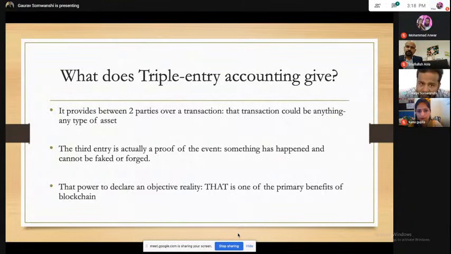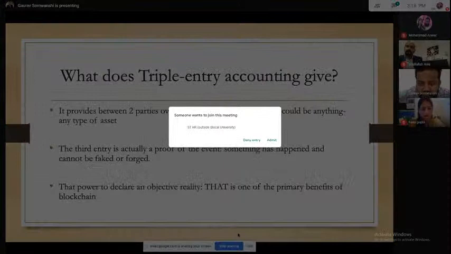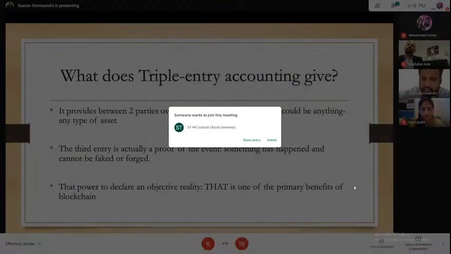So what was happening in double entry, those things are still the same. In double entry, one person is making some change, and it's getting reflected in the other person's account. But instead of happening in a banking database, this is now happening on a blockchain platform, which is what makes it unchangeable, immutable. And it has the power to declare an objective reality: because it was written on such and such date, it cannot be changed, because those are the laws of mathematics and cryptography. It is protected by that. Hence, you can be rest assured that the data was not tampered with. That is the primary advantage of blockchain.